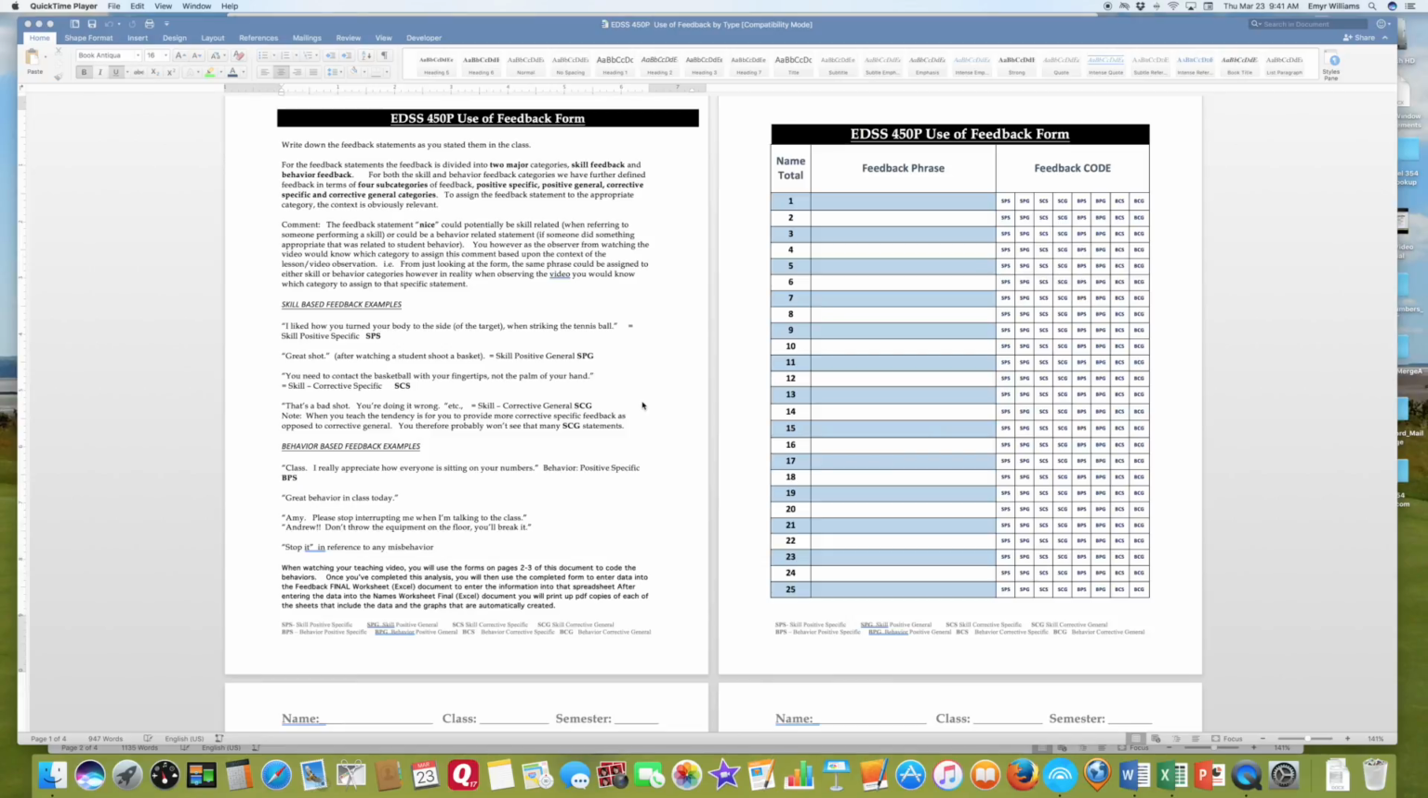Examples of corrective specific behavior would be things like, Amy, please stop interrupting me when I'm talking to the class. Or Andrew, don't throw the equipment on the floor, you'll break it. Again, when you give corrective feedback, you tend to, more often than not, give corrective specific feedback. You might say something like stop it, where there might be some ambiguity as to what they're supposed to stop. But again, generally, corrective feedback tends to be more specific than general.